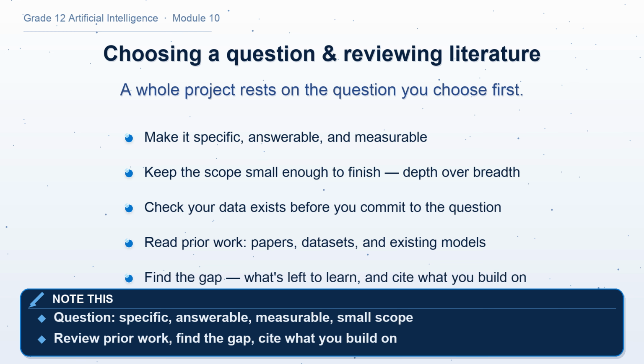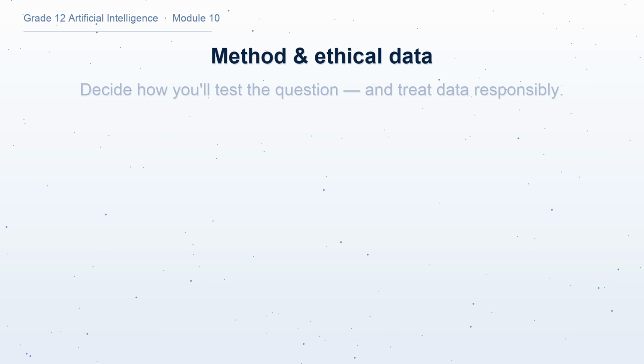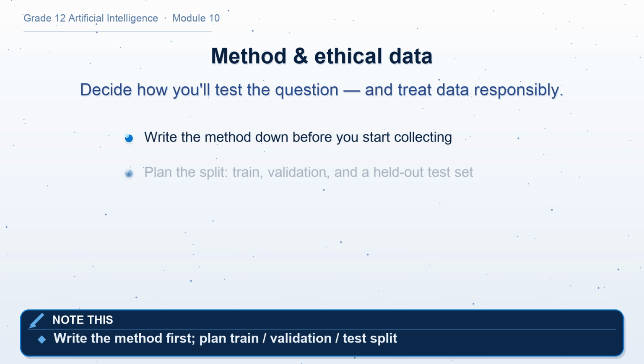With a clear question, you can plan how to answer it. Next, decide how you'll answer the question and write that method down before you collect anything. Plan how the data will be split, most for training, a slice for validation, and a held-out slice for the final test. Choose a baseline, a simple, honest reference, so you know what beating it would actually mean.